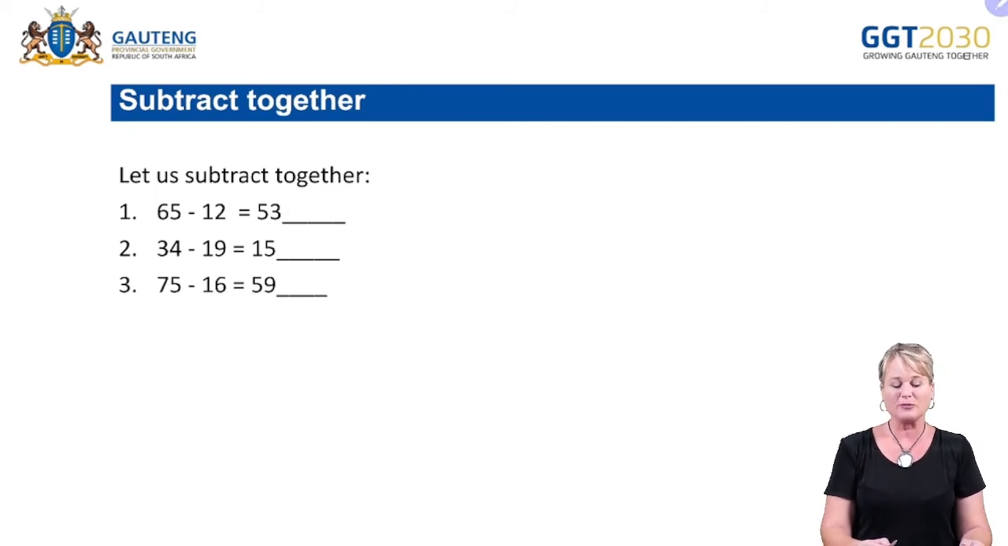Let's have a look at this one. We've got 75. Let us take 10 away first. So that gives us 65. And then we have to take away another 6, which gives us 59.